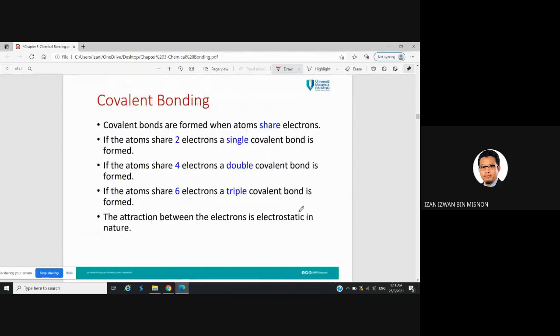Okay, next on covalent bonding. Covalent bonds are formed when atoms share electrons. For ionic bonds, they take place between metal and non-metal. For covalent bonds, it will be non-metal with non-metal. Covalent bonds typically occur in organic compounds, with the elements that reside on the right side of the periodic table. So typically that will be non-metal compounds.